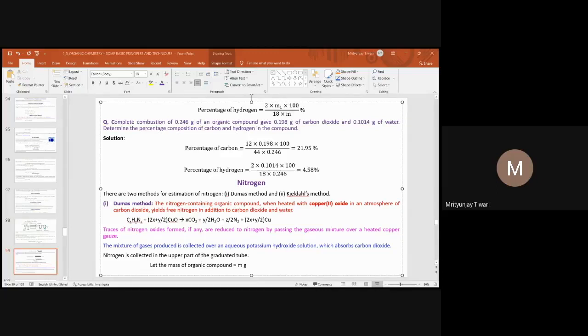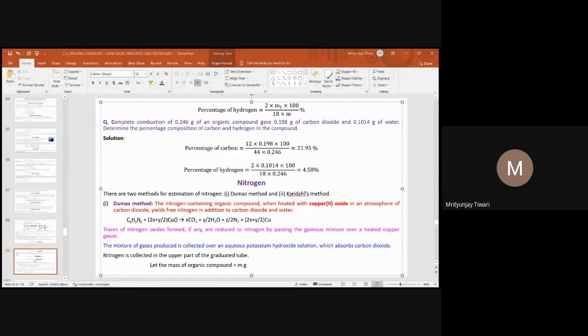44 gram of carbon dioxide contains 12 gram of carbon. So 0.198 gram of carbon dioxide will contain 12 divided by 44 into 0.198 gram of carbon. This carbon has come ultimately from the organic compound itself, so the mass of carbon divided by the mass of the organic compound into 100 will give us the percentage of carbon. So we get 21.95%.